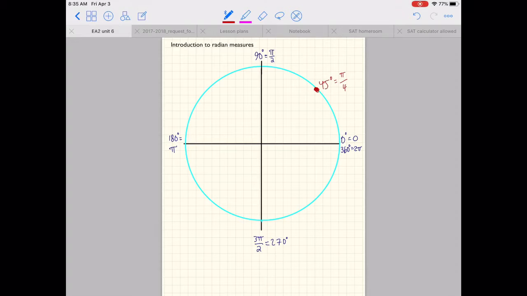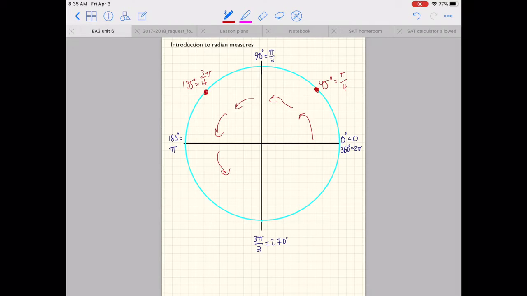Now if you start counting by pi over 4s, this is 1 quarter, 2 quarters is a half, 3 quarters pi. So right here you have 3 quarters pi. And we already knew that to be 135, I believe. And 4 quarters pi would give you right back to a whole pi. So this one was 3 quarters of a pi. And so this was 1 quarter, 2 quarter, 3 quarter, 4 quarter.